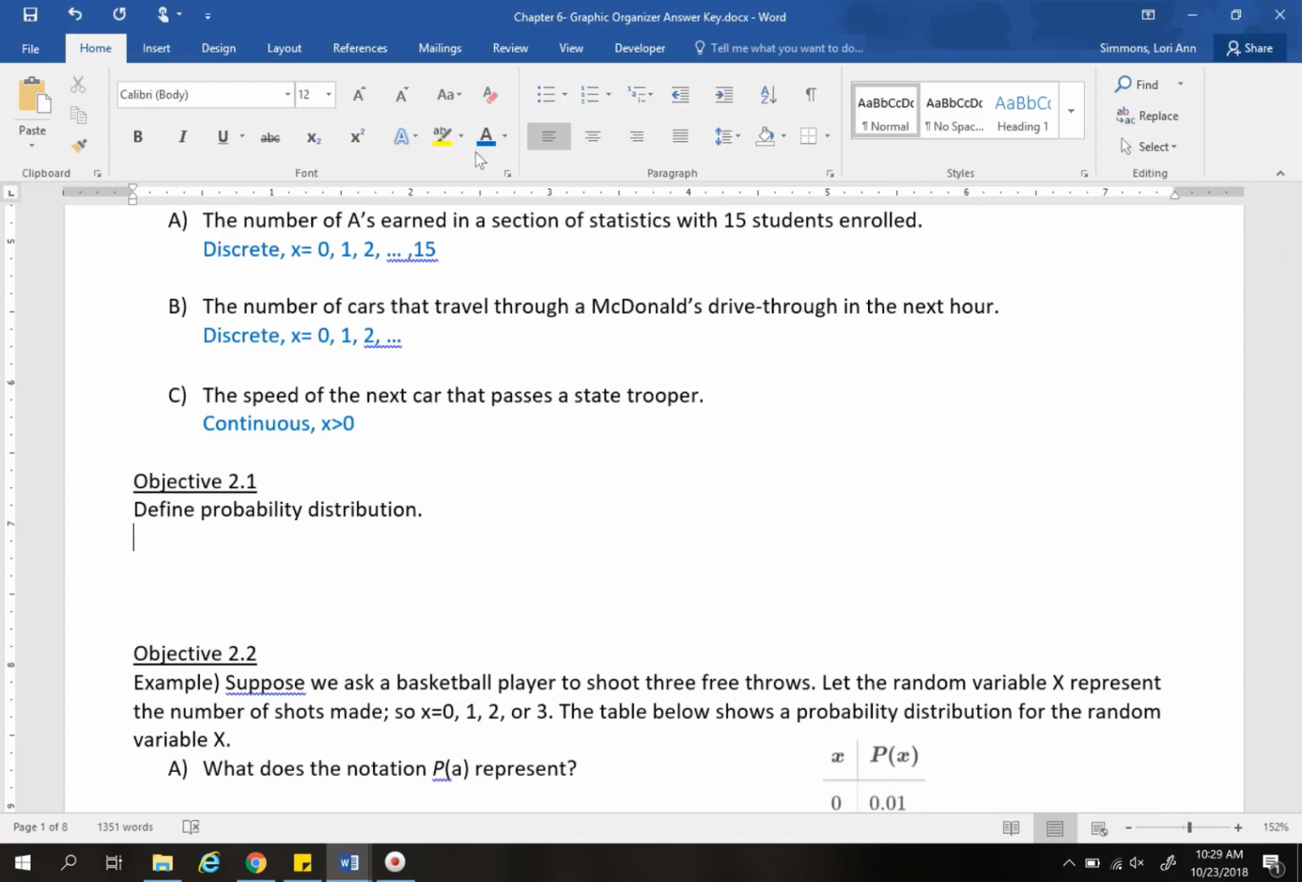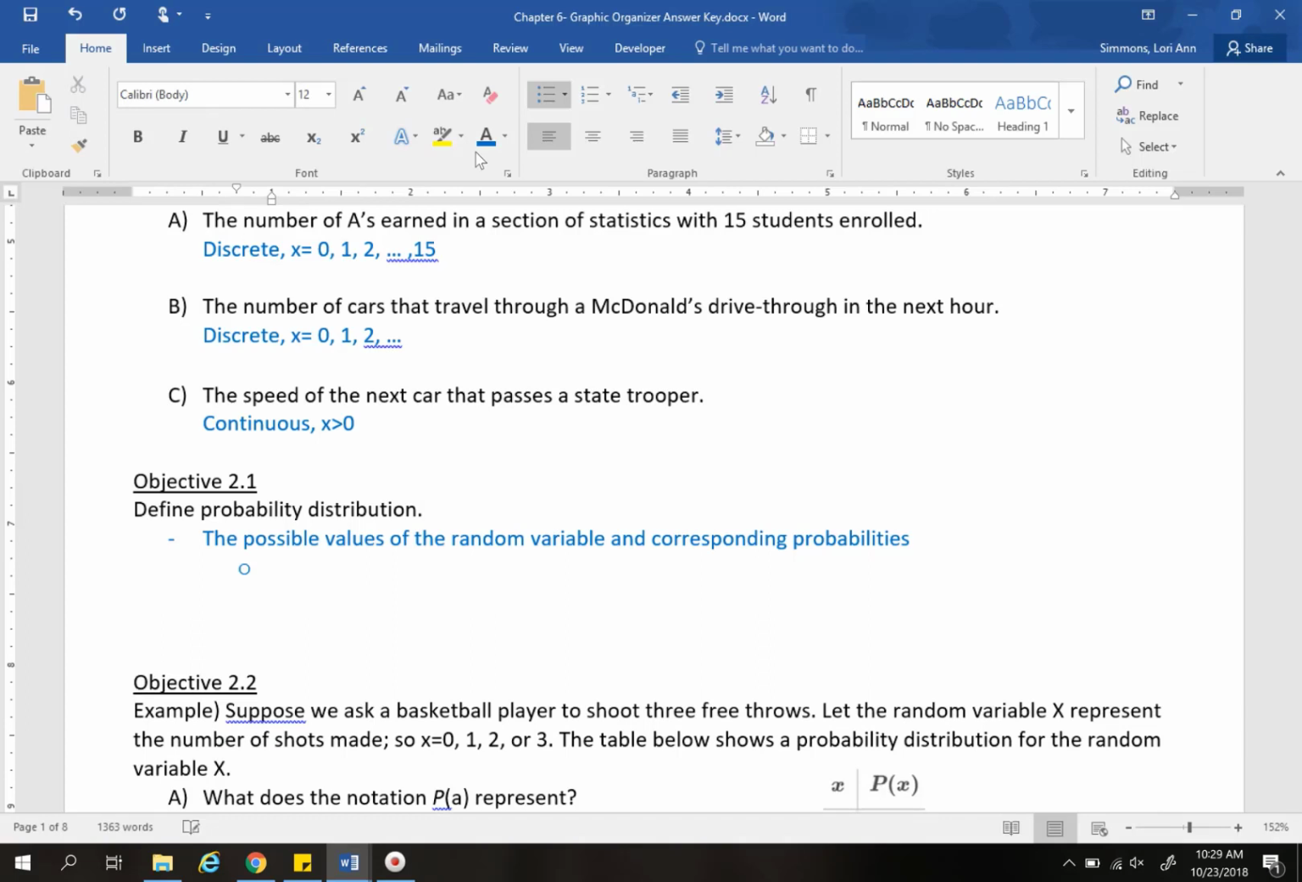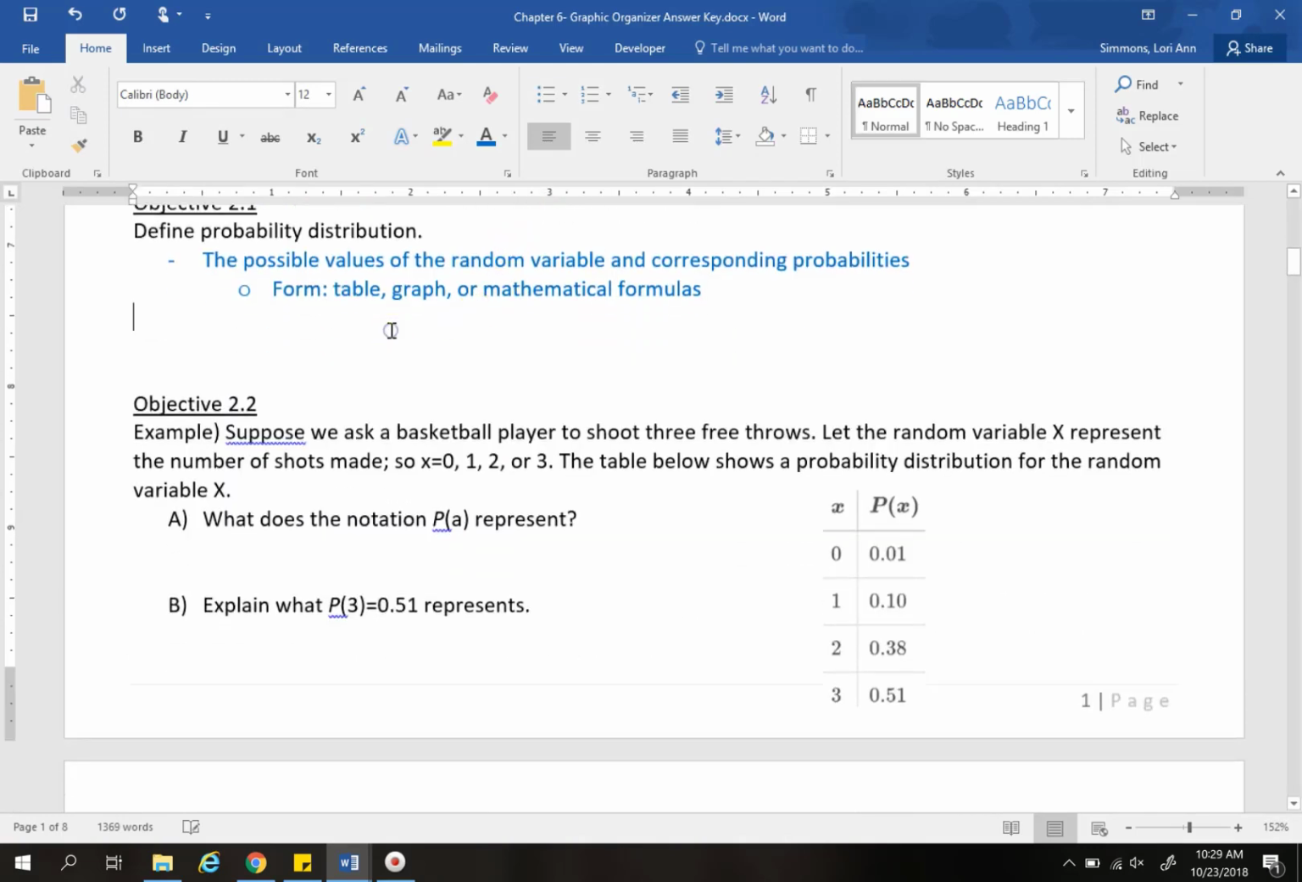Define probability distribution. This is the possible values of the random variable and corresponding probabilities. The form these can come in is a table, a graph, or a mathematical formula. So let's look at an example.